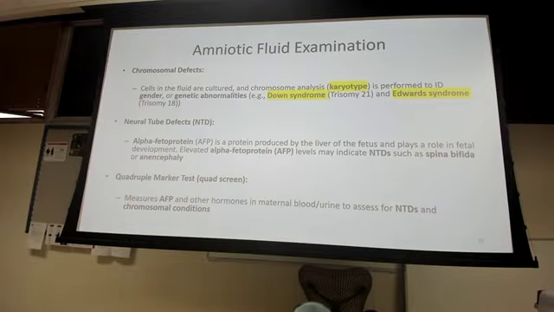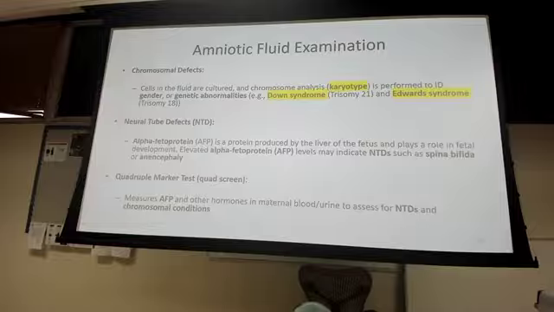Okay, so amniotic fluid examination. In the lab, we're looking for chromosomal defects. We'll do a chromosome analysis, or karyotype, to identify the gender, or we'll look for genetic abnormalities as well, like Down syndrome or Edwards syndrome, okay? We will also look for neural tube defects, or NTD. That's alpha fetoprotein, which is produced by the liver of the fetus and plays a vital role in the development of the fetus. So an elevated AFP may indicate some type of neural tube defect, such as spina bifida or anencephaly.